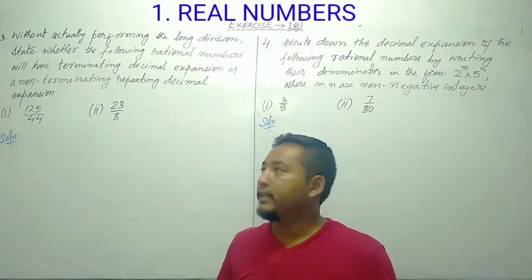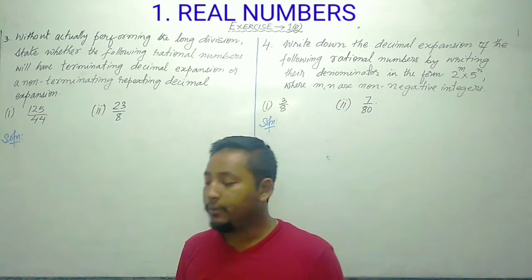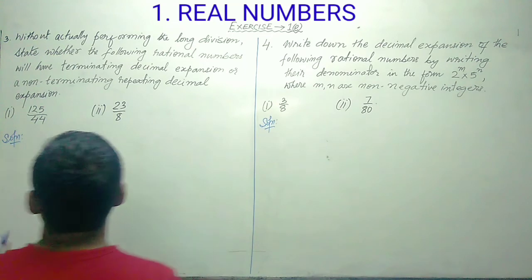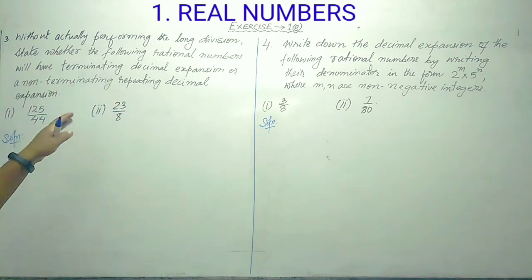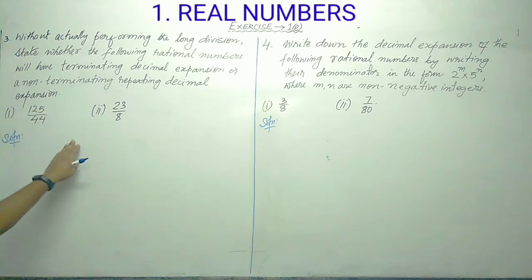Let us now try the last questions of this chapter. Question number 3 says, without actually performing the long division, state whether the following rational numbers will have terminating decimal expansion or non-terminating repeating decimal expansion. Now let us try number 1.